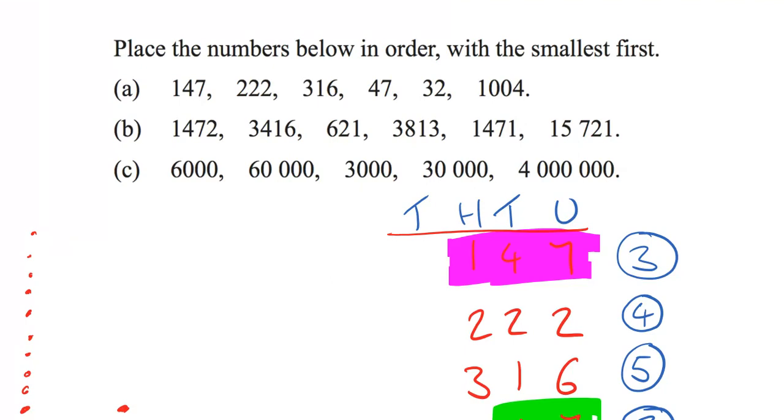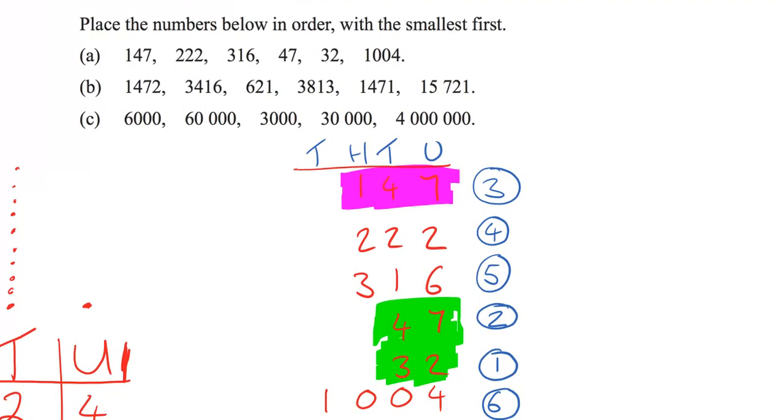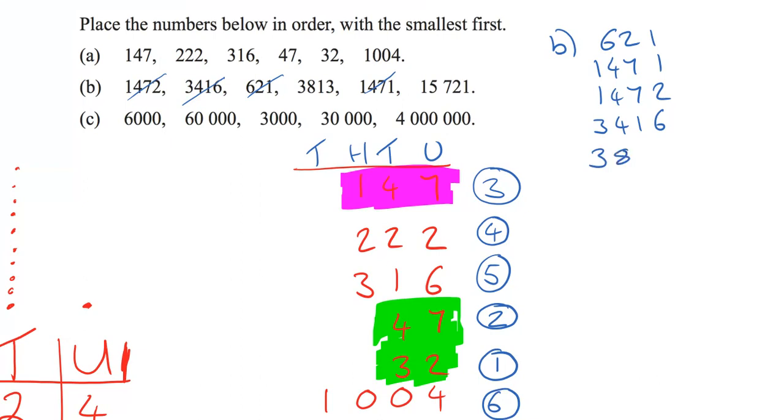Okay, hopefully you've had a chance to do that. Let's see if we can work out these answers. So starting with B first, starting with the smallest, it's going to be 621. Then we're going to have 1,471. Then 1,472. Then we have 3,416, 3,813, 15,721. So that's the correct order for B.